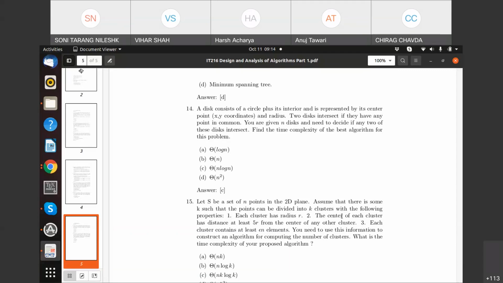So every step takes theta of n time, right? Because potentially there could be n many points which are at distance 2r from your point. Each of these steps takes theta of n time, and there are k clusters, so you have to repeat it k many times. So it's a simple greedy approach, theta of n k.